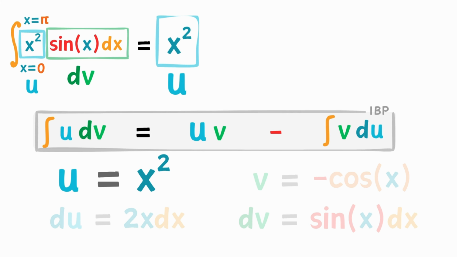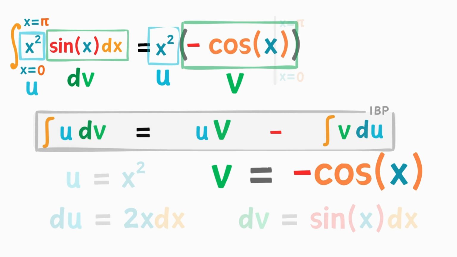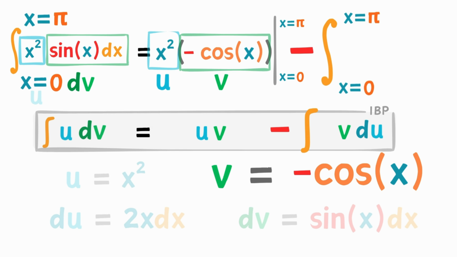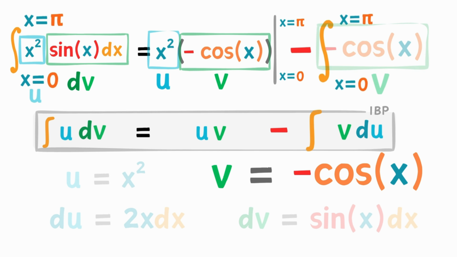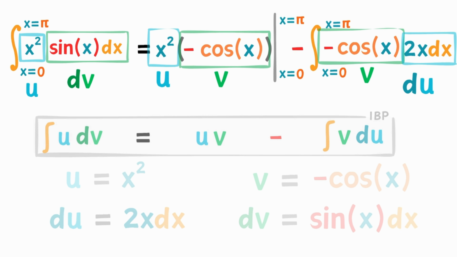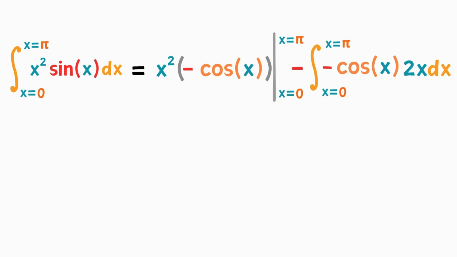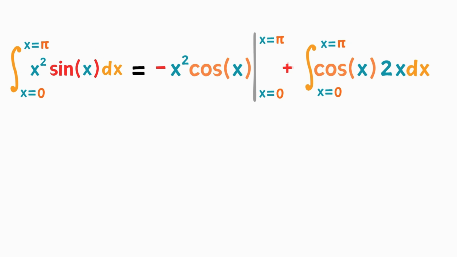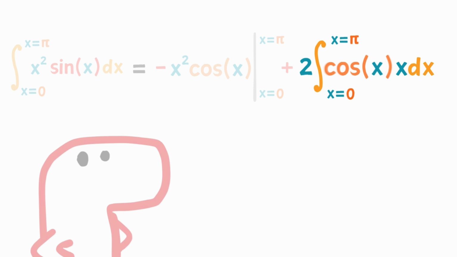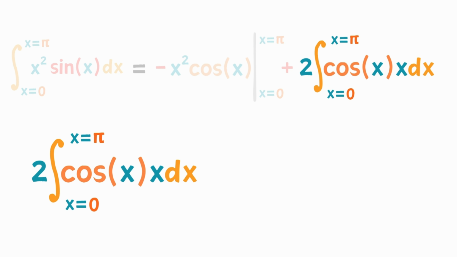We know that u is x squared, v is negative cosine of x, and since this is a definite integral, we must remember to evaluate this product at our bounds, x equals 0 and x equals pi. The following integral will also be a definite integral with the same bounds, where v is negative cosine of x and du is 2x dx. Now, for the sake of simplification, I'm going to move the negative signs out to the front, and the constant can also come out of the integral. At this point, we still have an integral that we need to evaluate. But before we do, notice that this integral is simpler than the one we started with.